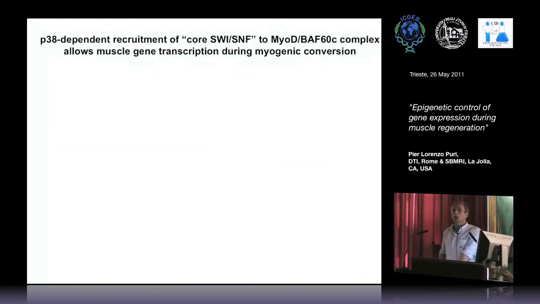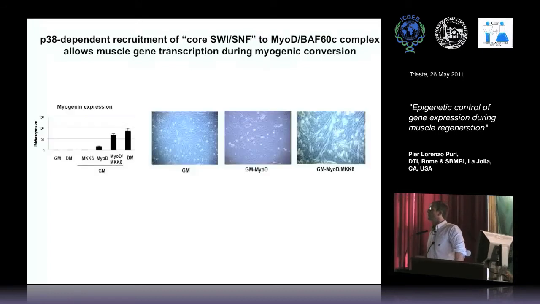So the current model we can envision is a two-step recruitment of the SWI/SNF complex. First, through one component, BAF60C, which makes the interaction with MyoD. And upon phosphorylation of BAF60C, the recruitment of the BRG1-based SWI/SNF complex would allow the chromatin remodeling.